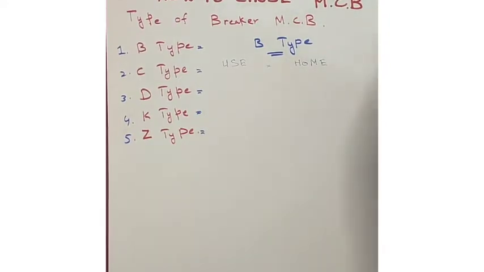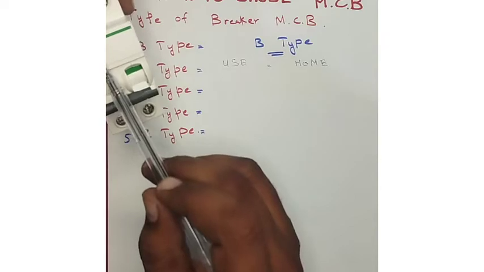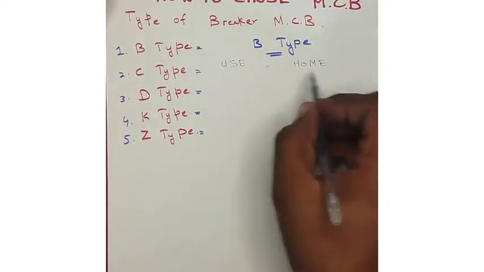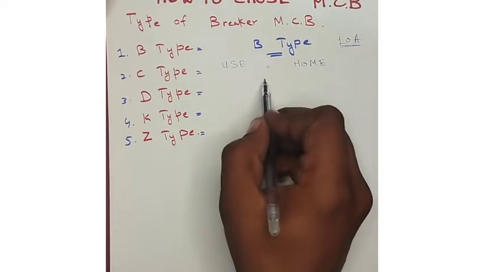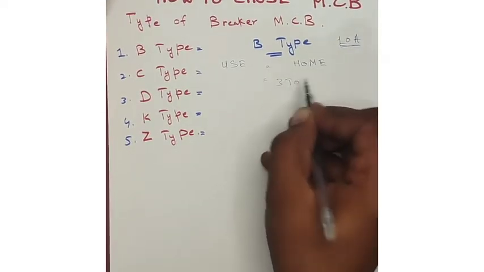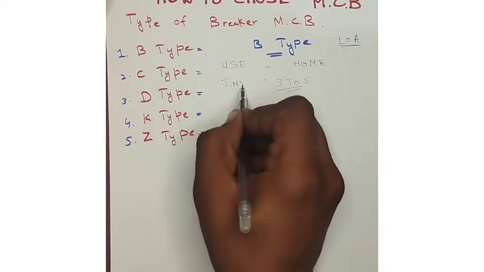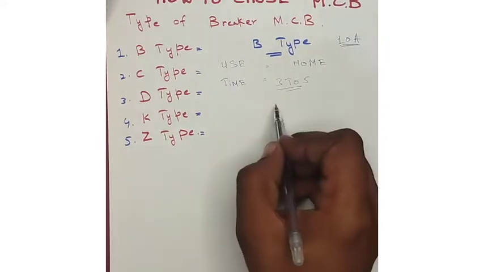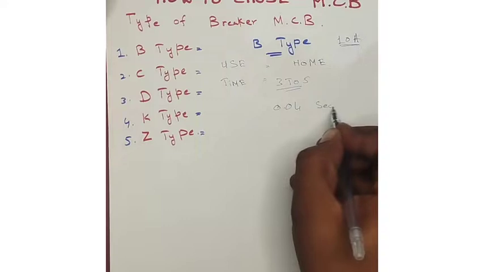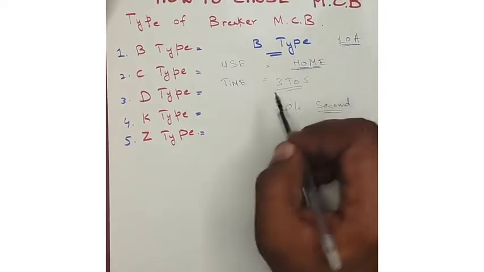And suppose we have one breaker, like this 10 ampere breaker, and the class of the breaker is B. If our breaker rating is 10 ampere and the breaker takes 3 to 5 times extra current, the breaker will trip in 0.04 seconds. So friends, this type of breaker we can use at homes. If you have a B type breaker, you can use it at homes.